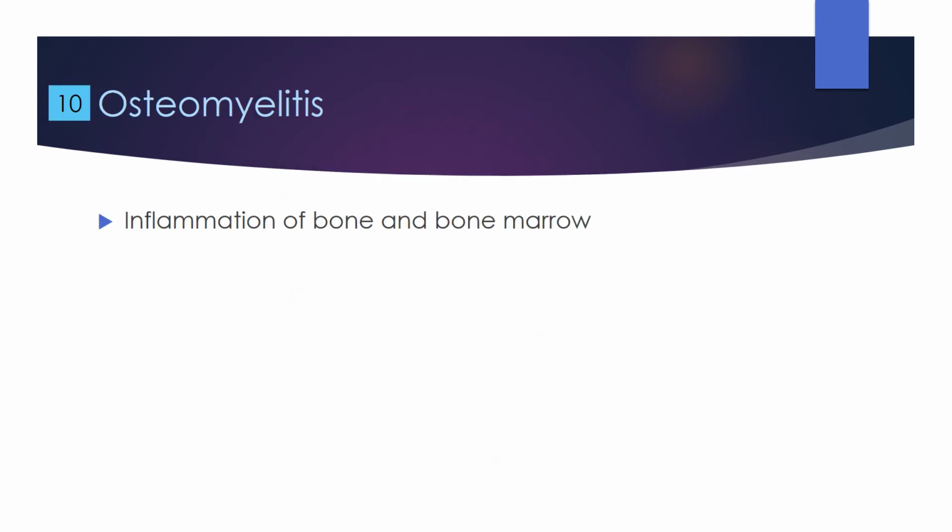When there is spread of infection to the bone, and inflammation of the bone and bone marrow happens, the infection is called osteomyelitis. Discussion regarding types of osteomyelitis and management of osteomyelitis is beyond the scope of this lecture, so we will leave it to another lecture to discuss it in detail.